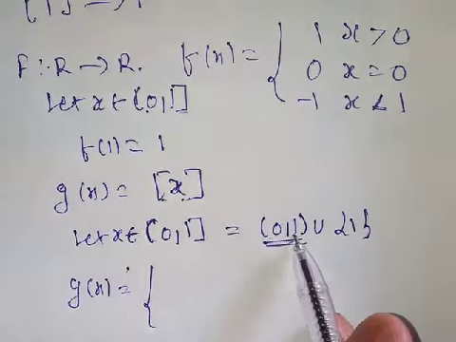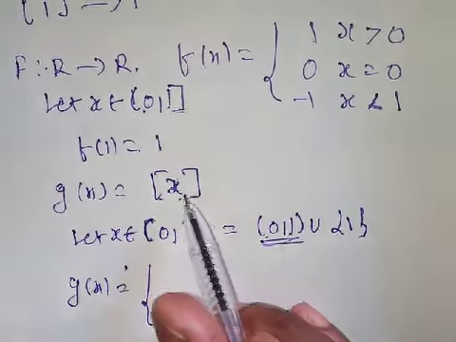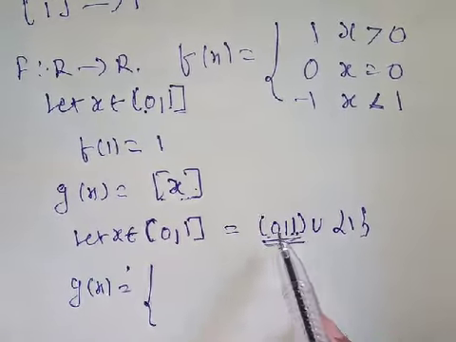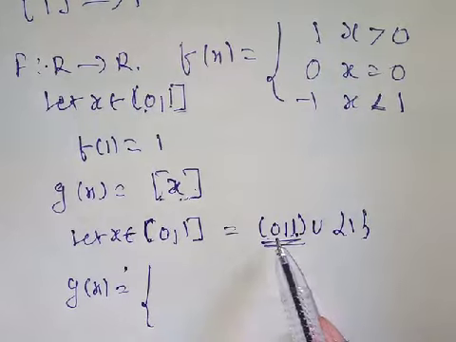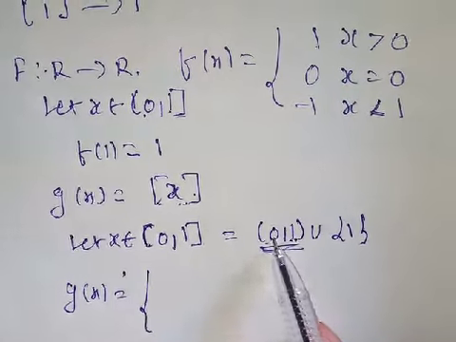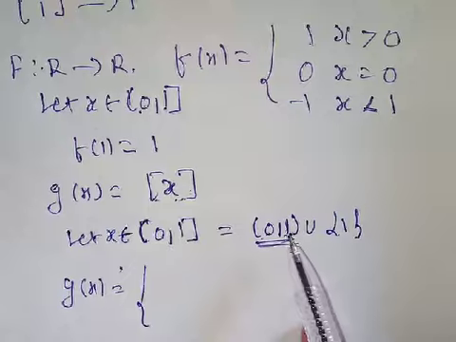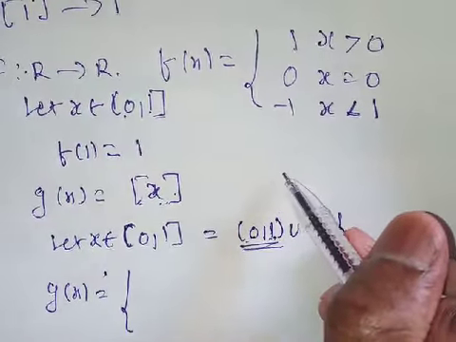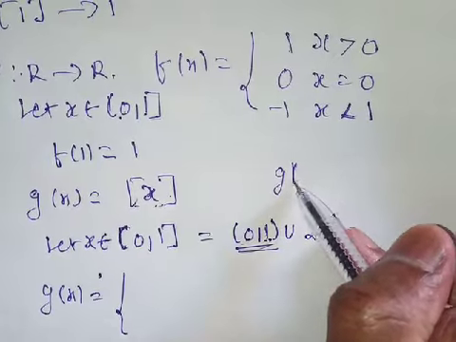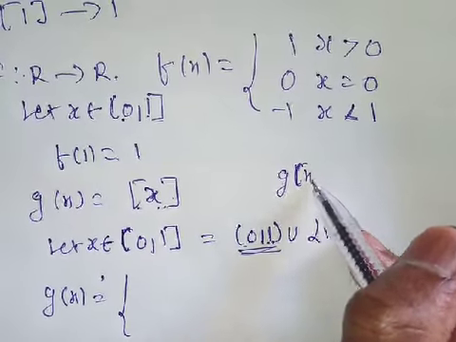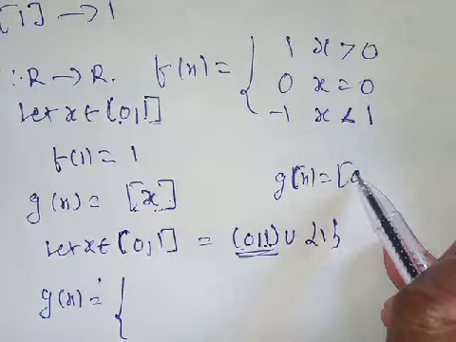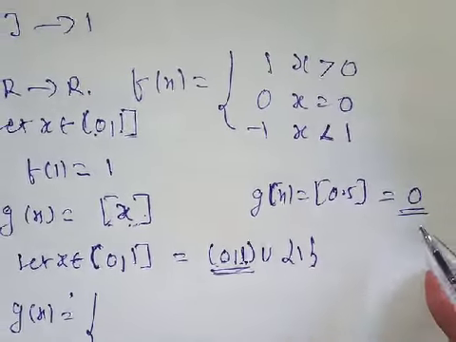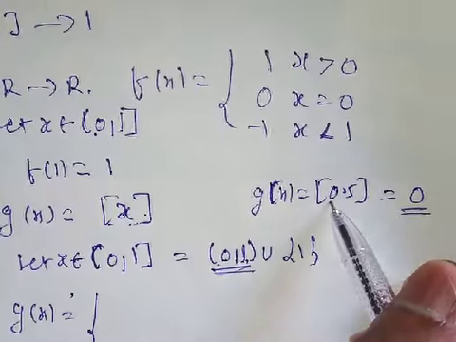In the interval 0 to 1, if you put g of x, between 0 and 1, say suppose you take 0.5. So g of x is equal to the greatest integer of 0.5. So what will come? 0. The greatest integer is 0 here.